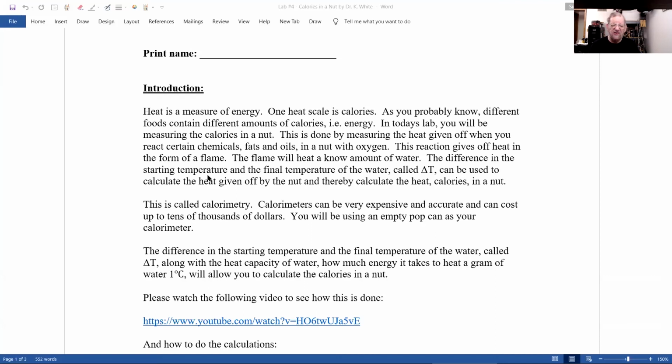Now, when you burn it, the flame will be captured by the calorimeter. And you can find the starting temperature and the final temperature of water. This is called delta T. Delta in chemistry, or in math too, means difference. Delta T is the difference in temperature from what you start with and what you finish with. And you can calculate the heat given off by the nut, and therefore the calories in a nut. Now, this is called calorimetry, and calorimeters can be very expensive.